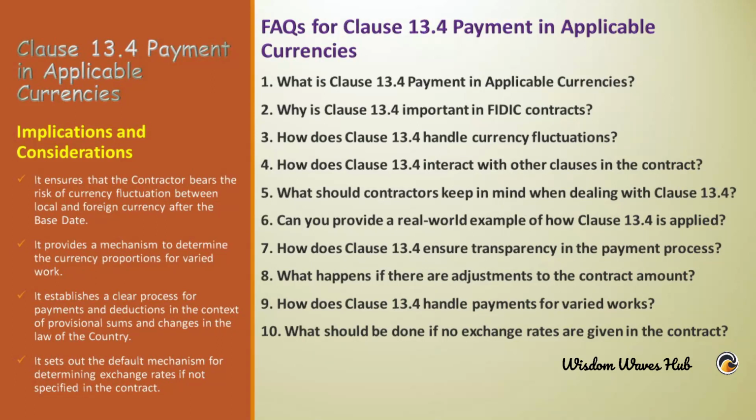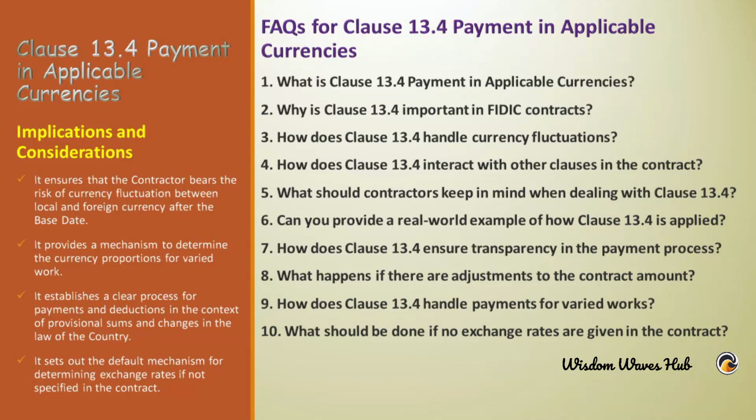9. How does Clause 13.4 handle payments for varied works? Now pause the video for a moment and try to answer the question. Answer. Payments for varied works might have unique currency proportions. Clause 13.4 ensures that reference is made to the actual or expected currency proportions of the varied work, ensuring accurate and fair payments.